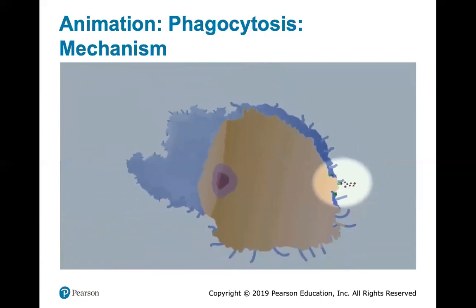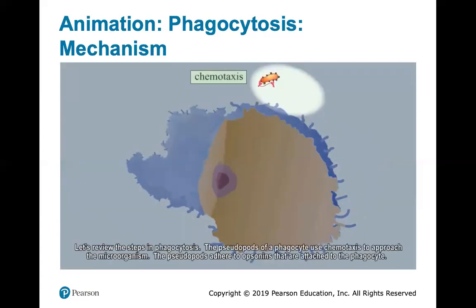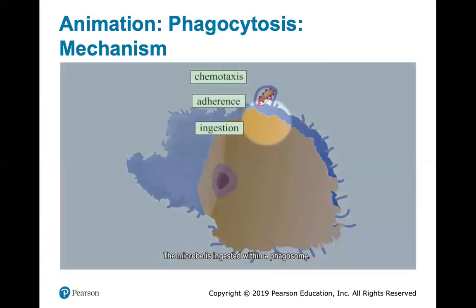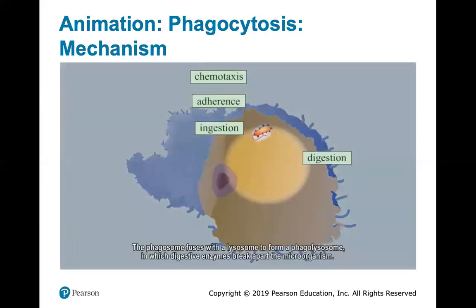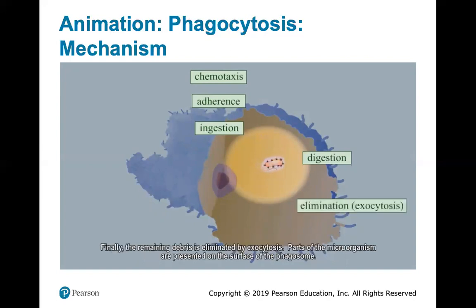Let's review the steps in phagocytosis. The pseudopods of a phagocyte use chemotaxis to approach the microorganism. The pseudopods adhere to opsonins that are attached to the microorganism. The microbe is ingested within a phagosome. The phagosome fuses with a lysosome to form a phagolysosome, in which digestive enzymes break apart the microorganism. Finally, the remaining debris is eliminated by exocytosis. Parts of the microorganism are presented on the surface of the phagocyte.